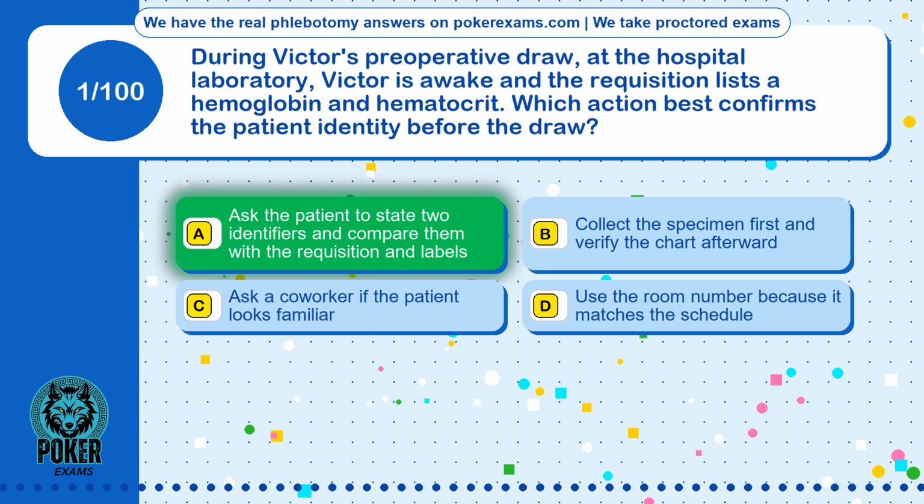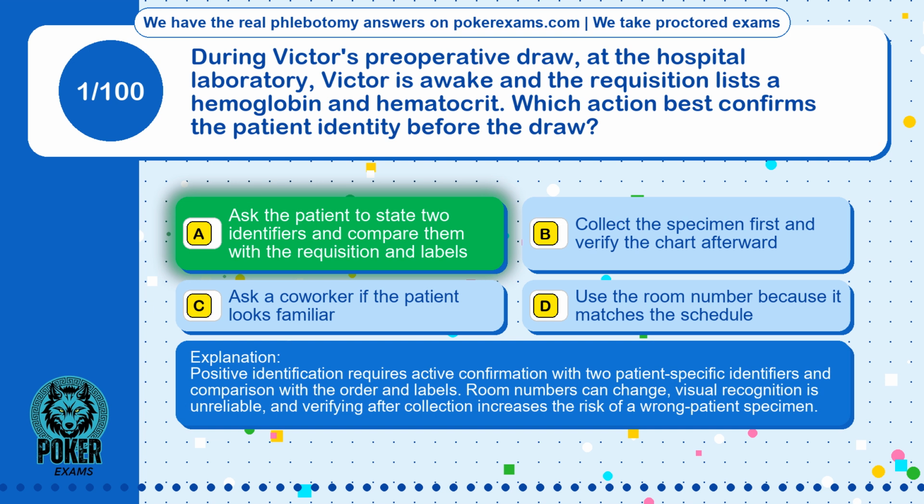The correct answer is option A. Ask the patient to state two identifiers and compare them with the requisition and labels. Positive identification requires active confirmation with two patient-specific identifiers and comparison with the order and labels. Room numbers can change, visual recognition is unreliable, and verifying after collection increases the risk of a wrong patient specimen.